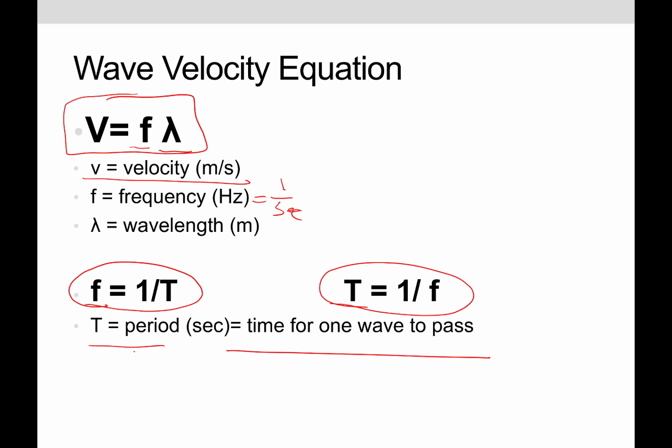If you need them, it's nice to have the algebraic rearrangements of these. So let me give those to you so you can write these down. Frequency is going to be equal to velocity divided by wavelength, and wavelength is going to be equal to velocity divided by frequency.